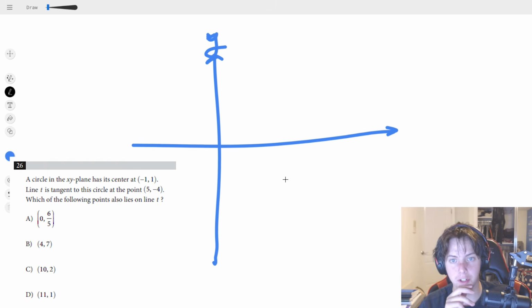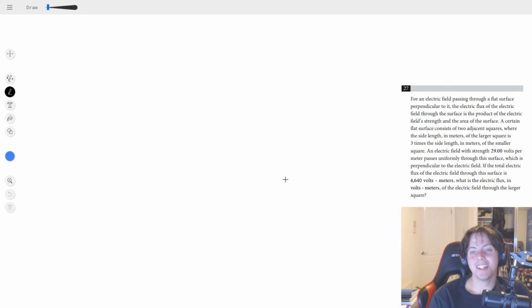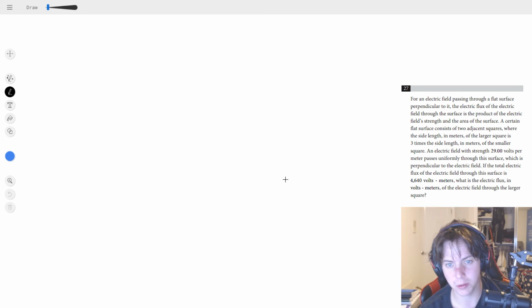Let's read 27. For an electrical field passing through a flat surface perpendicular to it, the electric flux of the electric field through the surface is the product of the electric field strength and the area of the surface. A certain flat surface consists of two adjacent squares. The side length in meters of the larger square is 3 times the side length in meters of the smaller square. An electric field of the strength 29 volts per meter passes uniformly through the surface, which is perpendicular to the electric field. The total electric flux of the electric field through the surface is 4,640 volts times meters. What is the electric flux in volts times meters?